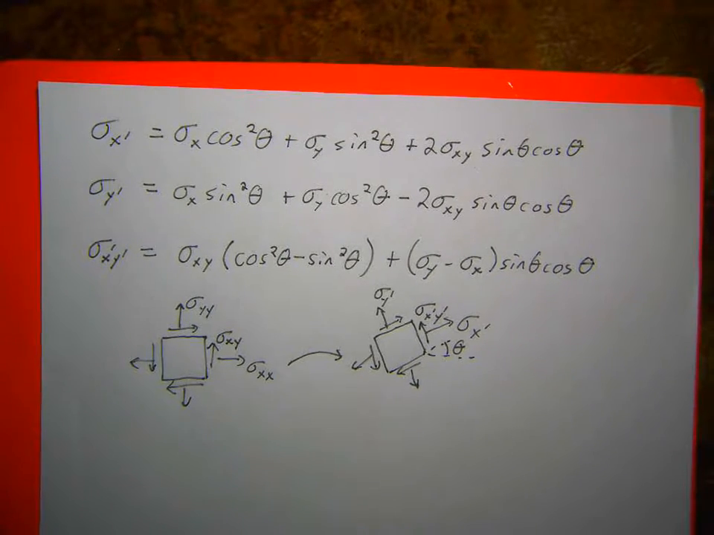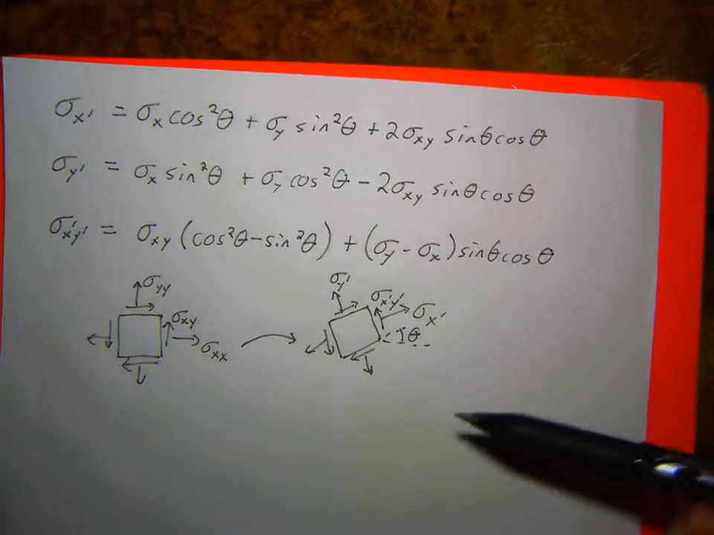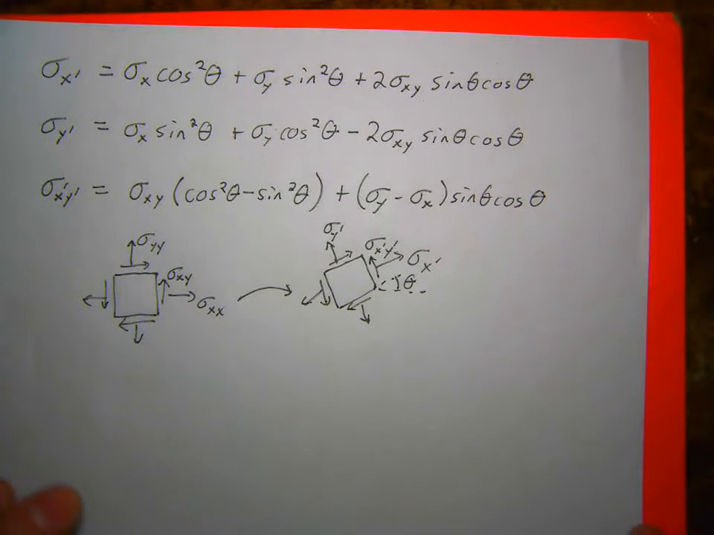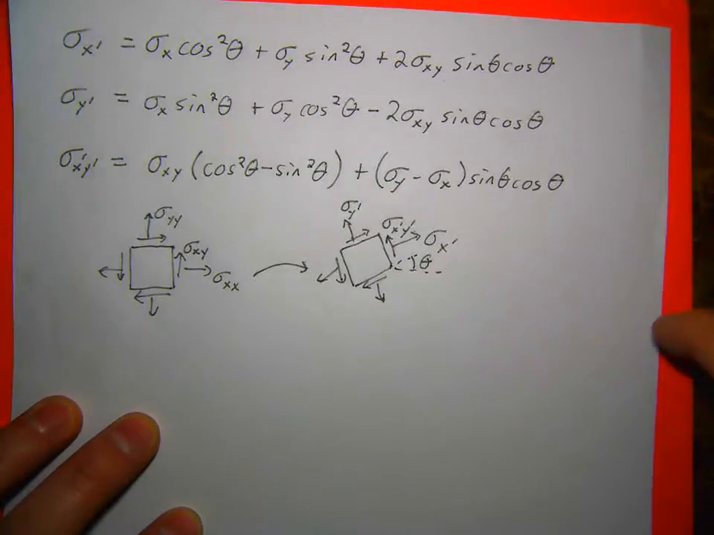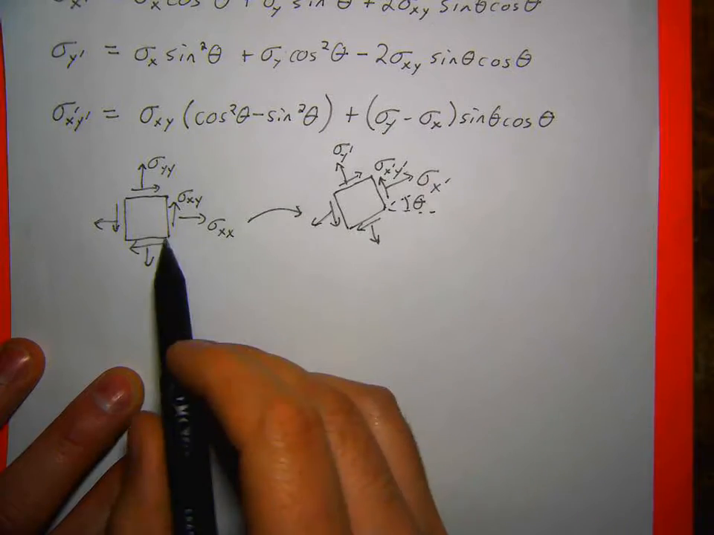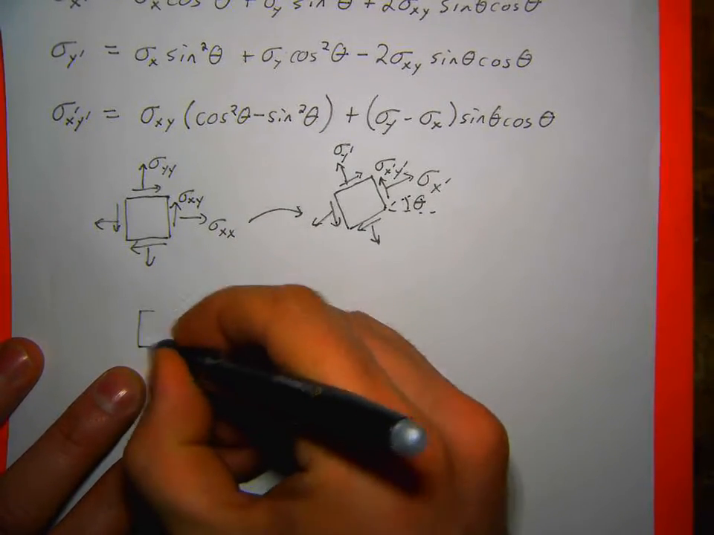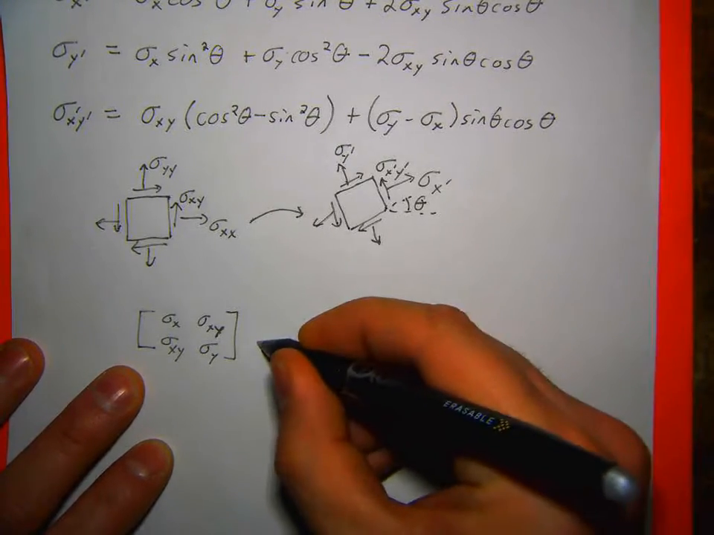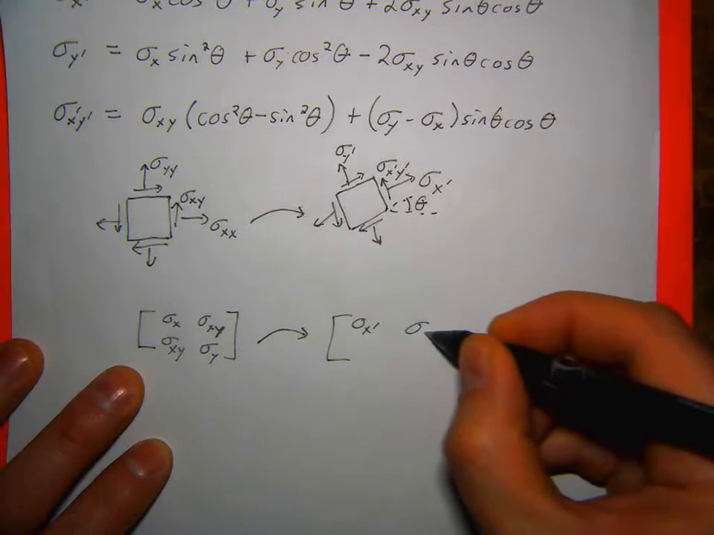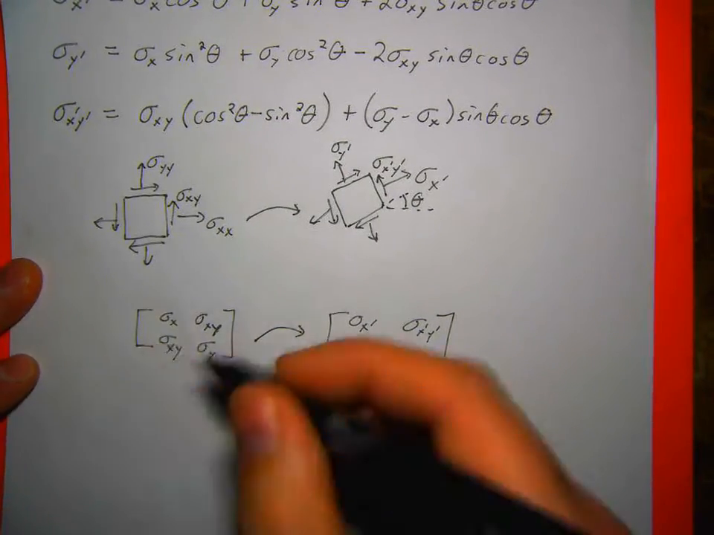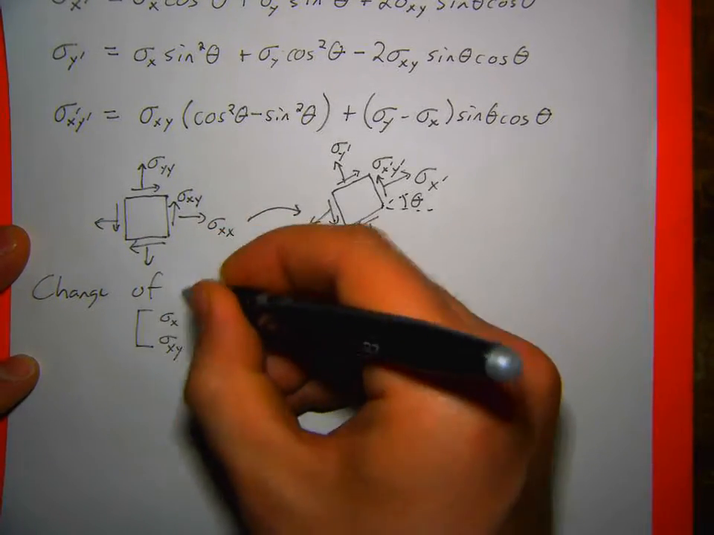Cool. So this is one way of looking at stress transformations. There's another more mathematical way that I actually prefer, and that's a change of basis. So if you want to, in linear algebra, change a tensor or a matrix from one coordinate system to another, you use what's known as a rotation matrix. I'm just going to do this in two dimensions. So if I want to rotate this stress to this stress, I have some stress sigma x, tau xy, tau xy, sigma y, and I want to change this over to x prime, y prime. Let's call this change of basis.